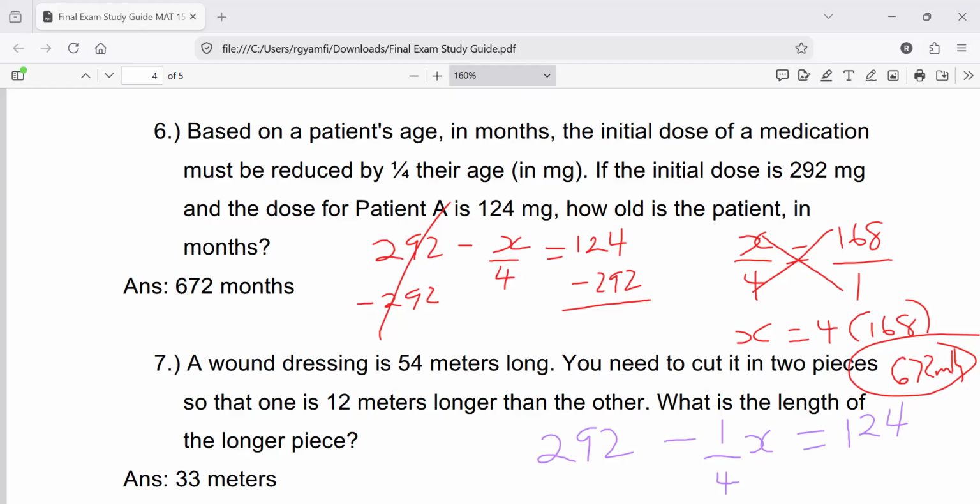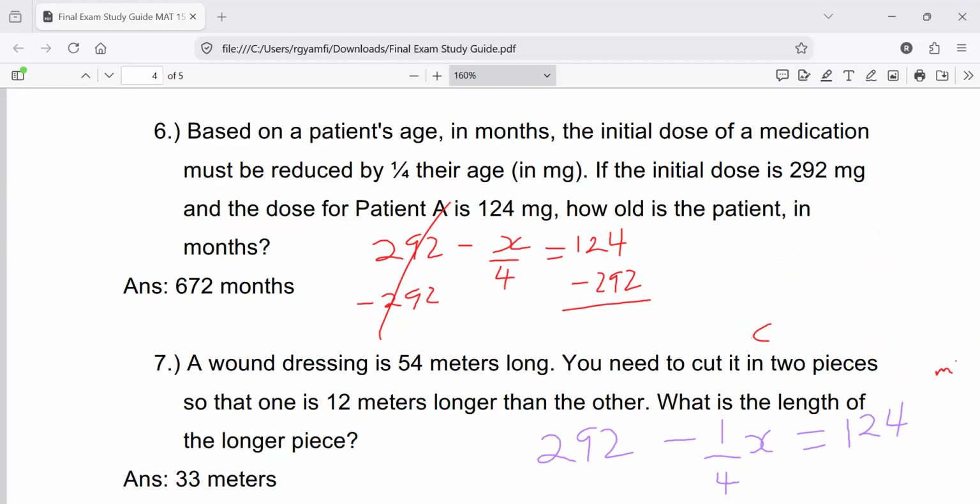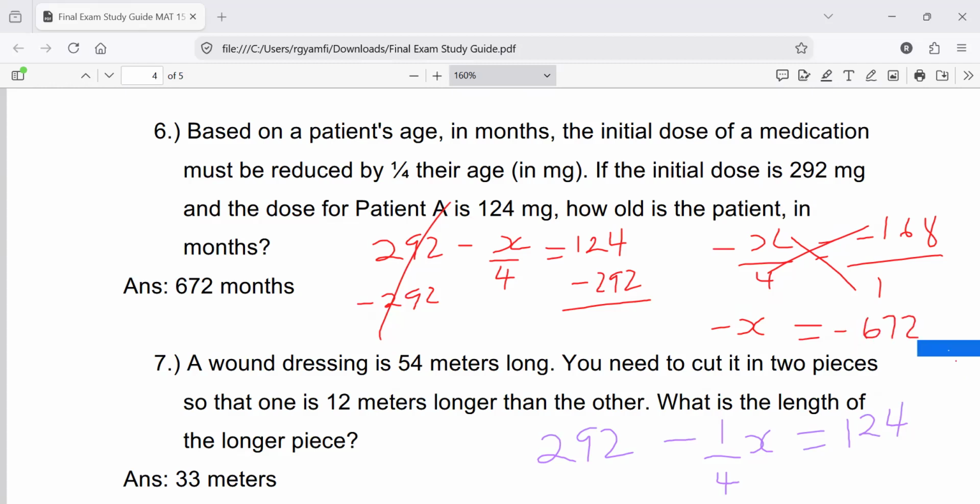Now, if you decided to keep the negatives, it is the same thing. It's going to give you the same result. It doesn't matter. So I'm going to quickly touch on that. Negative x over 4 equals negative 168. You could cross multiply. Negative x on top times 1 is negative x. 4 times negative 168 is going to give us negative 672. You see it? And then you divide both sides by -1, and that's it. It is the same thing.